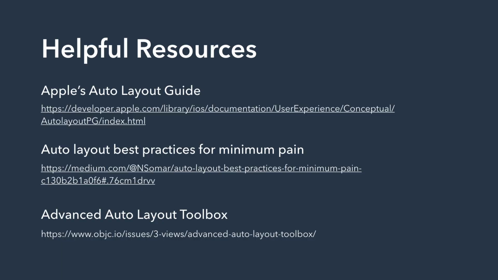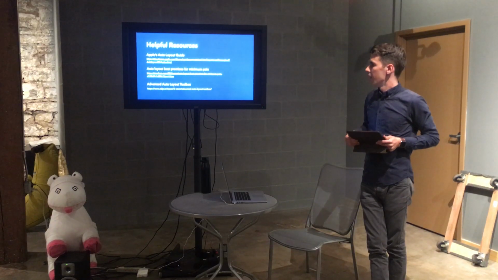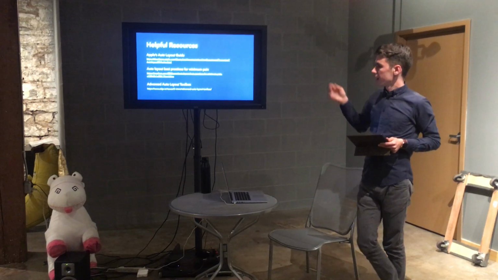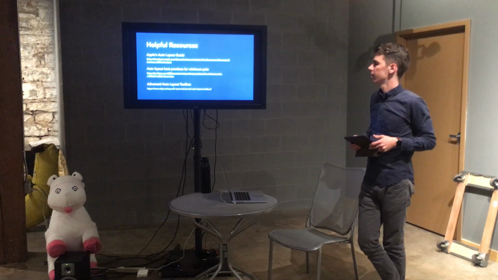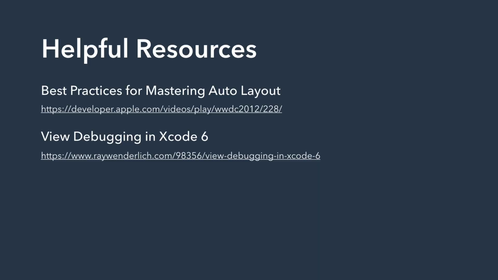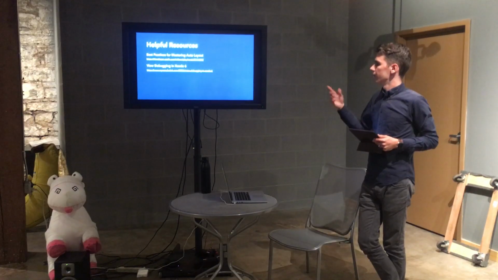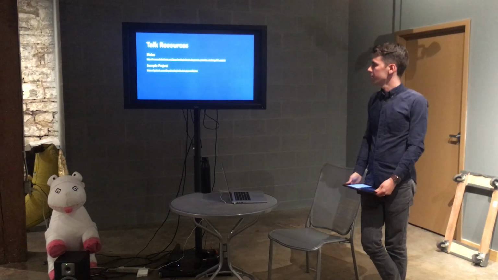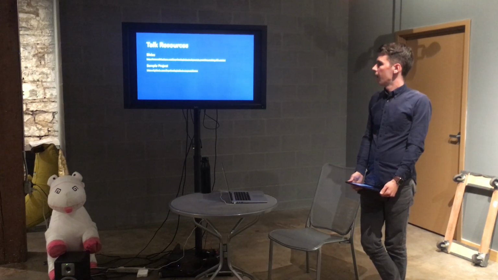Yeah, some wrapping up here, some helpful resources. Apple's auto layout guide, their documentation is great on this. It's a helpful blog post, auto layout best practice for minimum pain, a lot of good stuff, a lot of the best practices. This is the Objective-C.io article, auto layout toolbox, really goes into depth. Definitely recommend that. There's WWDC talks, there's a few others. And then if you're interested more in the view debugging stuff, there's a great Wenderlich tutorial.